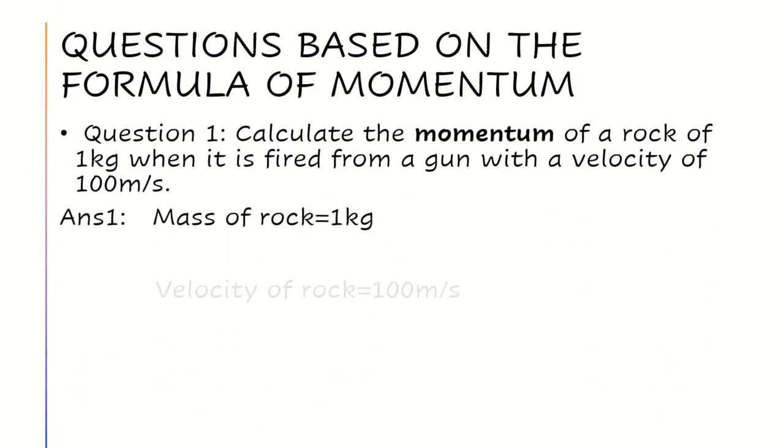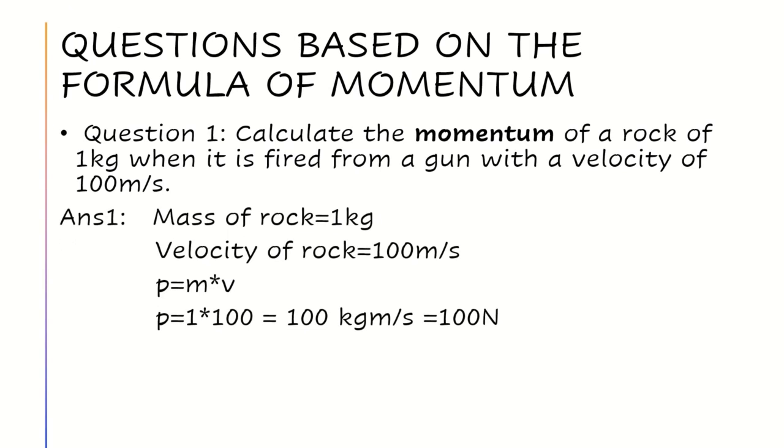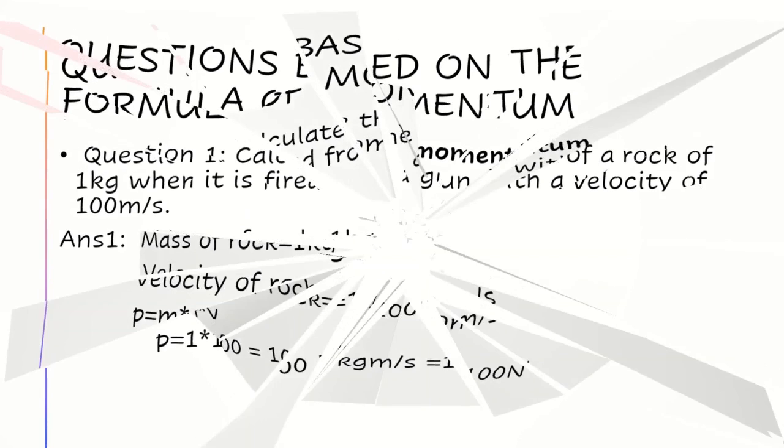Questions based on the formula of momentum. Question number 1. Calculate the momentum of a rock of 1 kg when it is fired from a gun with a velocity of 100 meter per second. Mass of rock is 1 kg and velocity of rock is 100 meter per second. So, as we know, mass into velocity is equal to momentum. So, momentum is equal to 1 into 100, and it is equal to 100 kg meter per second, which is equal to 100 Newton.